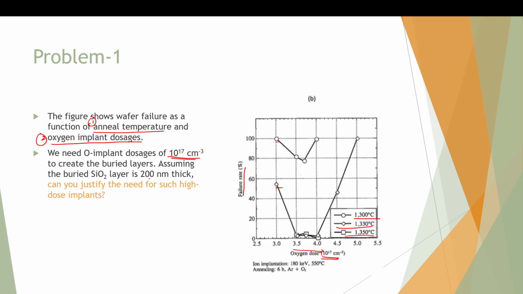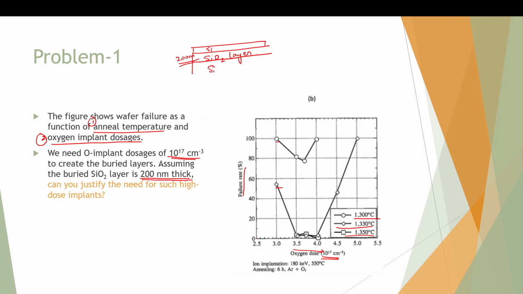Assuming the buried SiO2 layer is 200 nanometer thick, can you justify the need for such high dose implants? So basically they're asking us to calculate how much dose is actually required for a 200 nanometer thick SiO2 layer. If you remember, we had a silicon active layer, and below this silicon active layer we have a 200 nanometer thick SiO2 layer. So how much dose of oxygen is required to get this 200 nanometer thick layer?